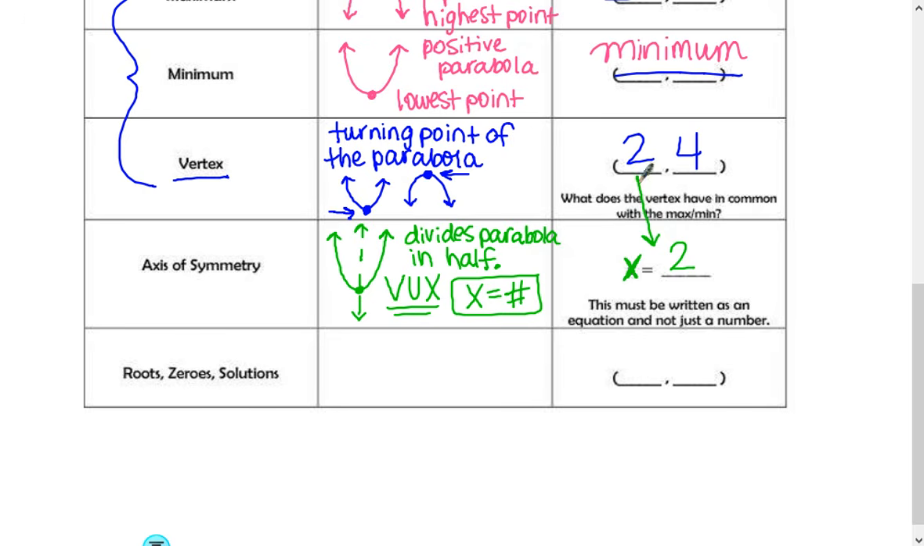And again, it's always going to be the x value of your vertex because it cuts right through your vertex. All right, and then the last thing, we got some new terms here. We're actually familiar already with zeros. We know what those are. So go ahead and write down this.